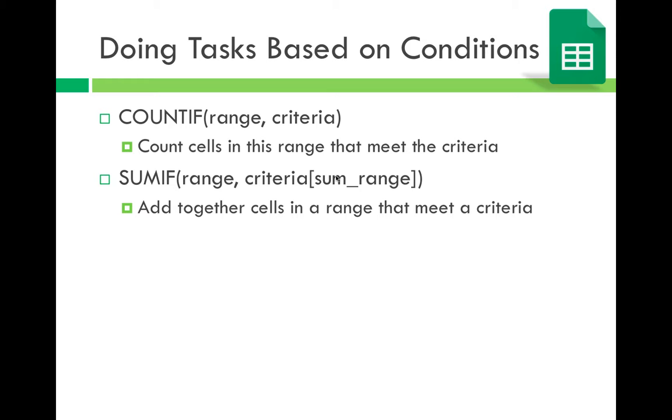So we have counting and adding. If you look around in some of the help articles, you'll see that there are some of the other functions we've talked about that also, I'll say it this way, have an if variety to them. I saw one earlier today that was like average if. Right? So only average the cells together if they meet a criteria, what have you.